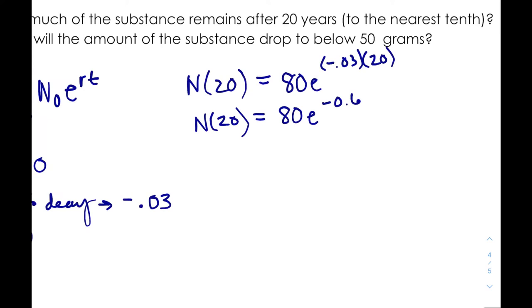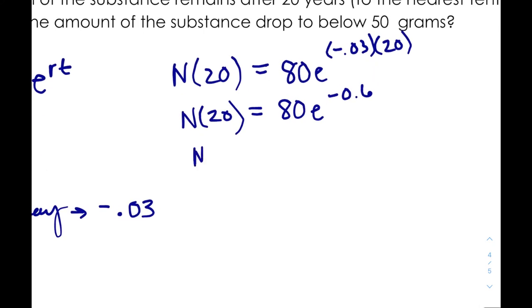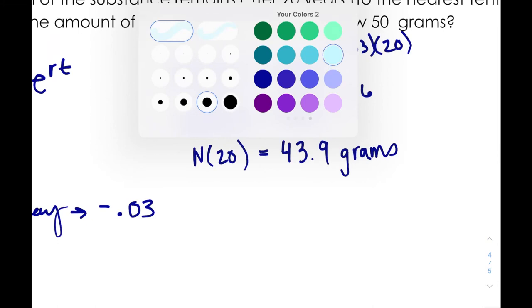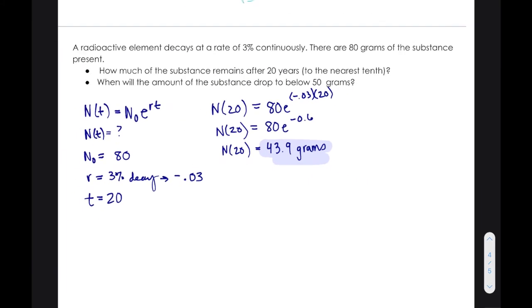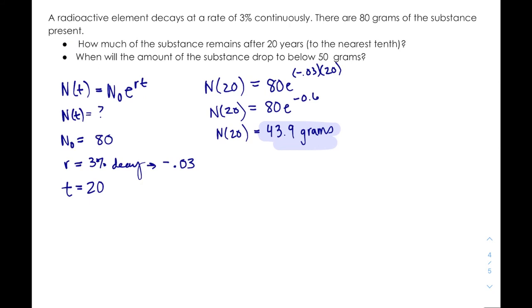So I just type 80 e to the negative 0.6 into my calculator, and it tells me N of 20, the amount left after 20 years, is 43.9 grams, right? It was 43.904, but we were asked to round to the nearest tenth, so that is what I did. So that is the answer to the first question.